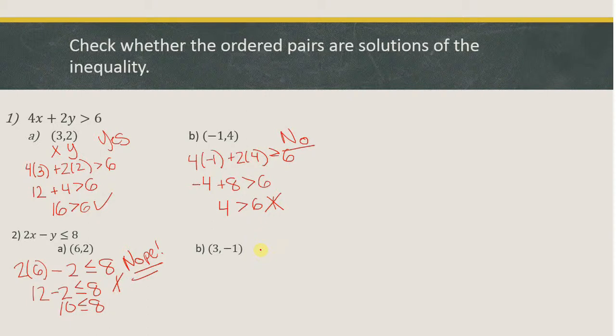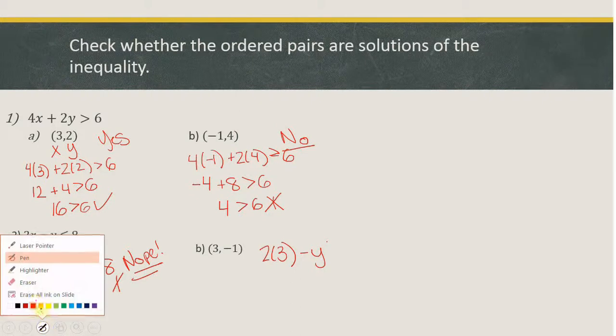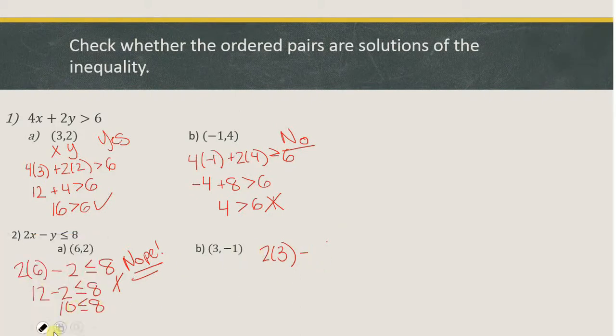Let's check this one. 2 times 3 minus y. Oh, excuse me. We know what y is, don't we? That should be a -1. There we go. 2 times 3, then we know that's 6. Negative and negative, let's make that a positive. So 6 plus 1, that's 7. Is 7 less than or equal to 8? Yes, indeed. So that's the very first kind of thing that we're going to look at.